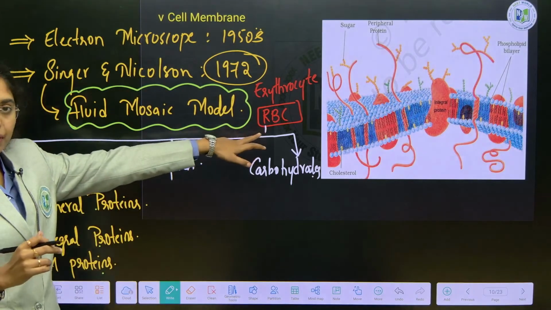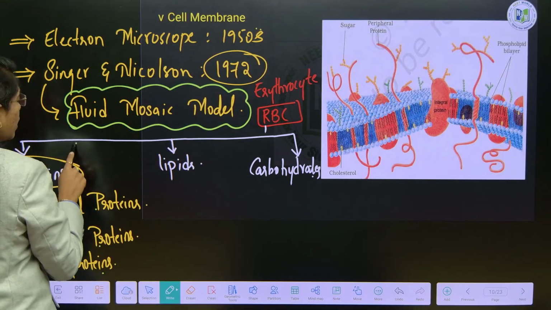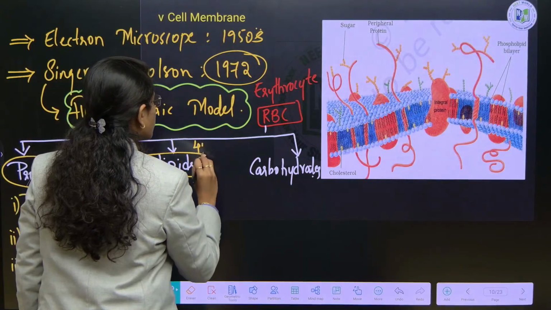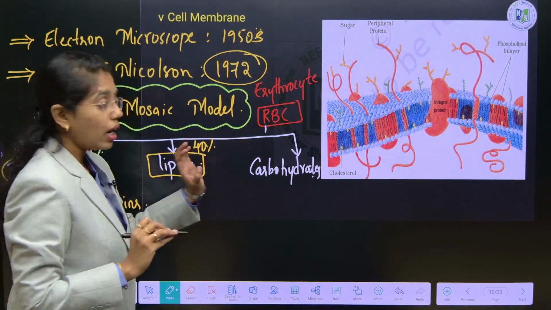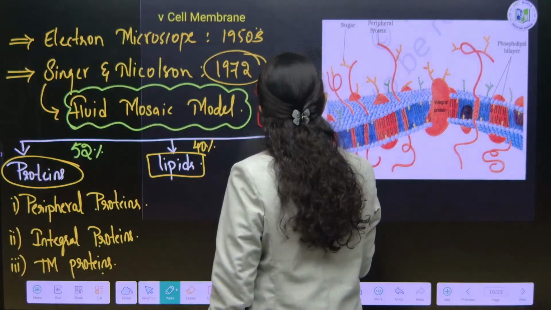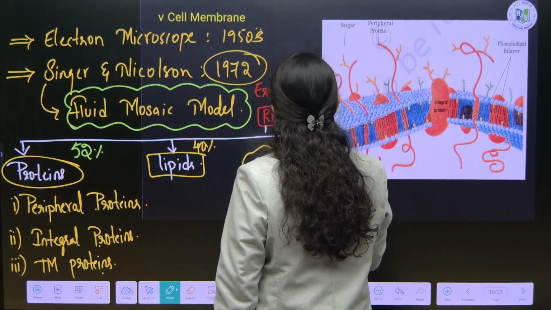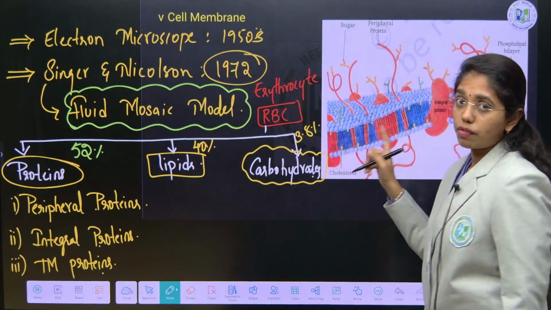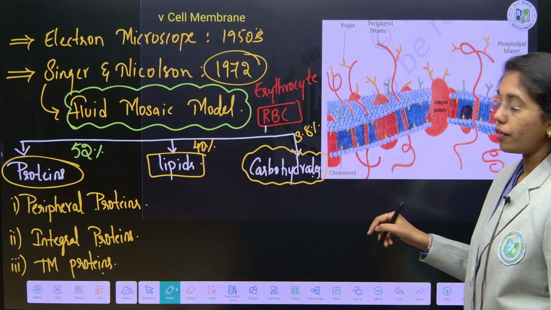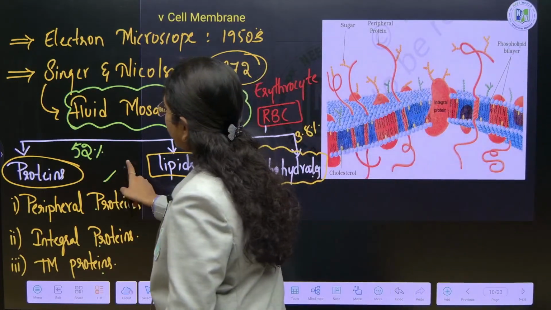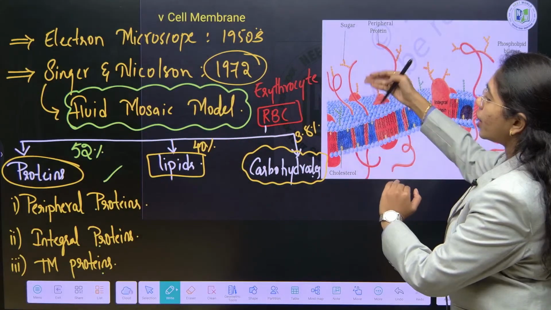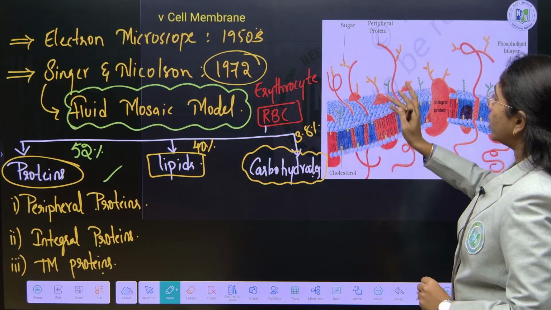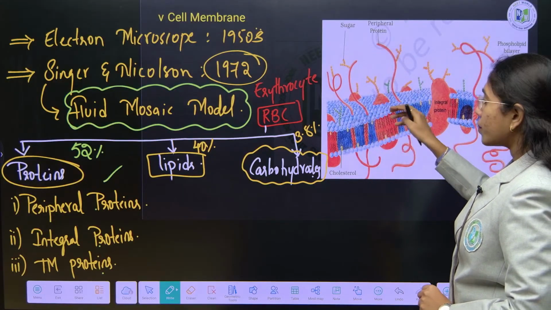In RBC, the composition will be 52% proteins, and just 40% lipids are present in the RBC cell membrane. And carbohydrates are just 3 to 8% of the cell membrane. Here, if you observe the peripheral proteins, they are present at the peripheral ends. They are easily extracted, present on either end of the cell membrane.